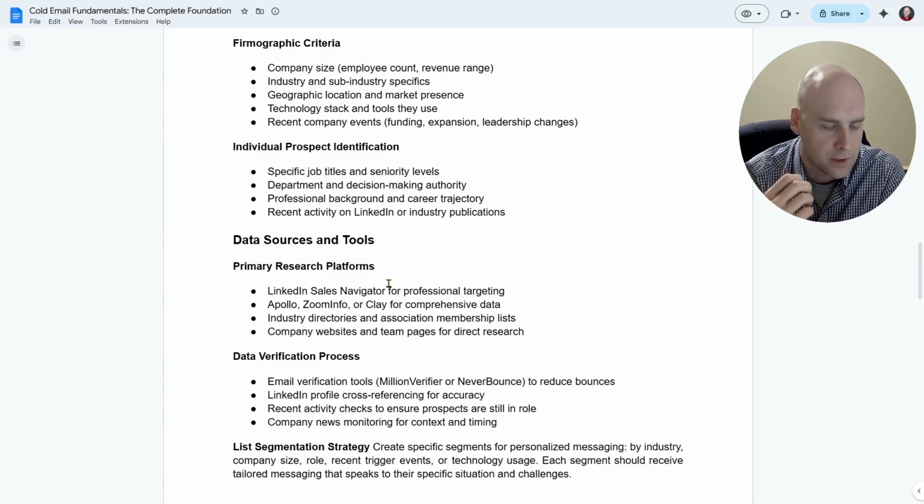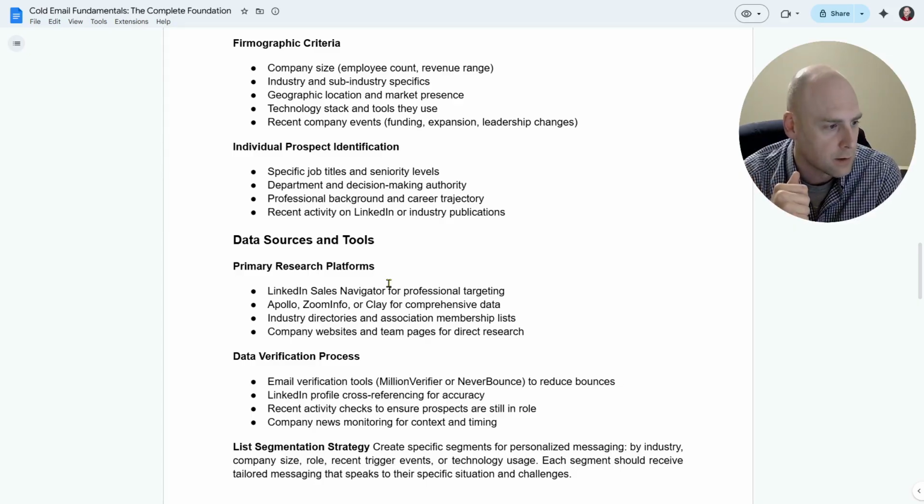Okay. Now, in terms of what tools you can leverage to find these people, obviously the big ones are LinkedIn Sales Navigator. Another one is Apollo. There's also ZoomInfo. You can use Clay to get comprehensive data. There's also Crunchbase. There's a lot of tools that are out there.